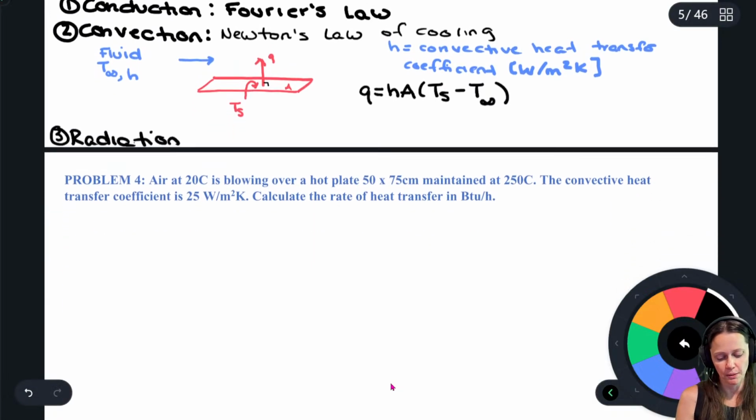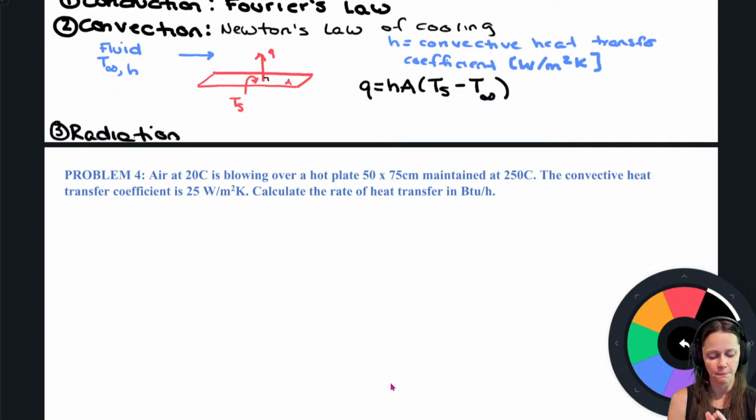So let's work a problem. Easy peasy. All right, so problem 4, we have air at 20 degrees blowing over a hot plate at 50 degrees. The hot plate is 50 by 75 centimeters.